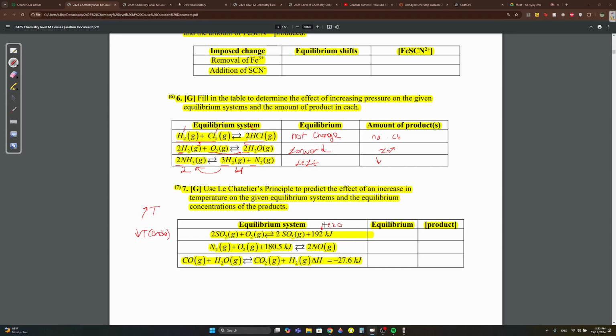Here, the forward is what? Endo or exo? It's exo. So will it favor the forward? No, it will go left, or backward. And what will happen to the concentration of the products? It will decrease.